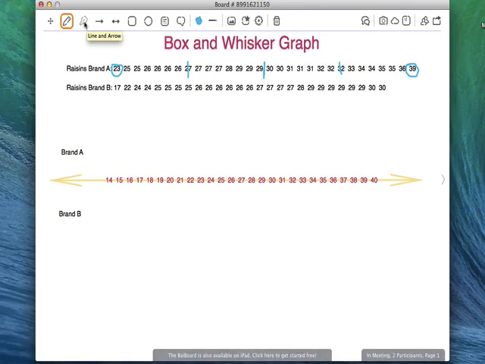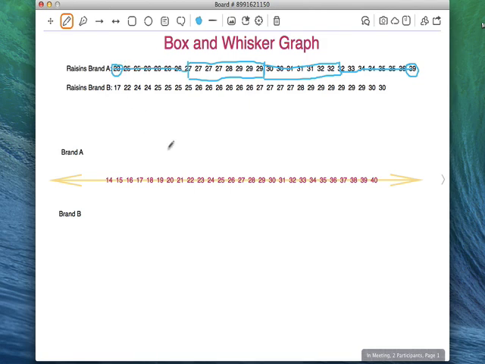So now we have the range, the median of the data, the median of the lower half, and the median of the upper half. With that information, we can create a Box and Whisker graph. The median of the lower half up to the median of the upper half makes our box. Then the range makes our whiskers.